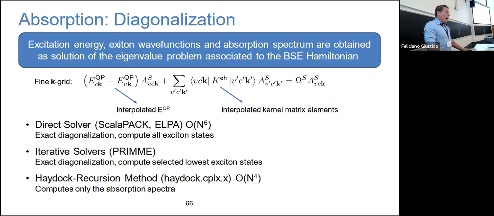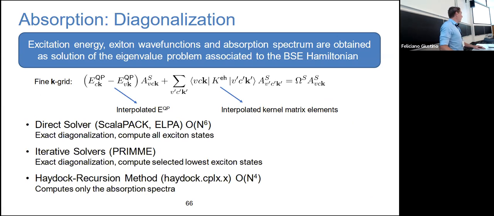Now, again, the bottleneck in Epsilon, in the absorption, is going to be the diagonalization of a large matrix. The size of the matrix grows linearly with the number of valence bands in the calculation, linearly with the number of conduction bands, and linearly with the number of K points. So you take the product of these three, and you get the size of your matrix. Formally, it scales with N^6, even though NK is inversely proportional to the supercell size.